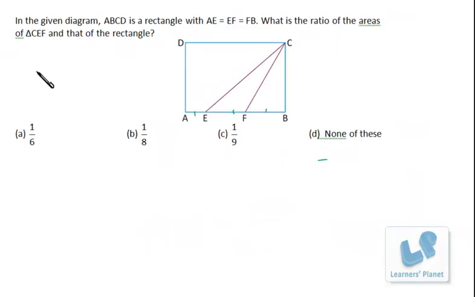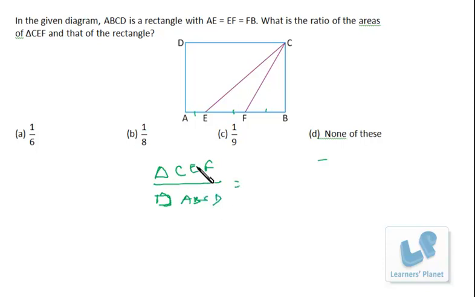Okay, now let's try this problem. In the given diagram, ABCD is a rectangle with AE equal to EF equal to FB. What is the ratio of areas of triangle CEF and that of the rectangle? That is, area of triangle CEF by area of rectangle ABCD.